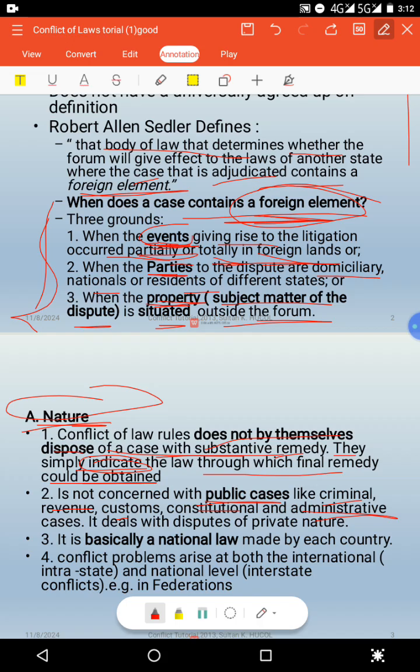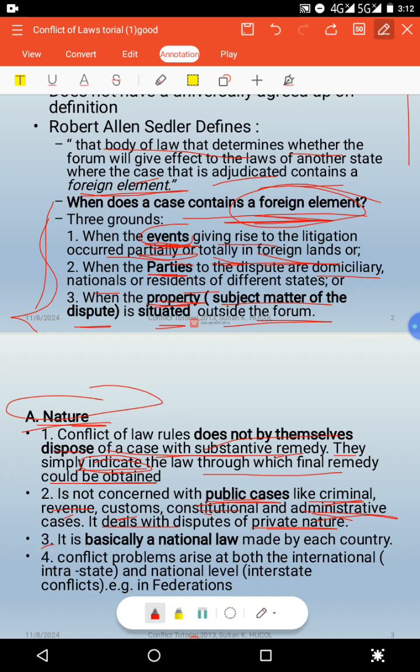Private cases. The name given to conflict of laws or private international law is that it governs or concerns private purposes, not public cases like criminal cases. A criminal case, as the name implies, is a public case. Revenue, customs, constitutional and administrative issues will be administered by public international law, not by private international law. It deals with disputes of private nature. If it is of private nature, there is conflict of laws. But if it is of public nature, the conflict of laws will not govern here.